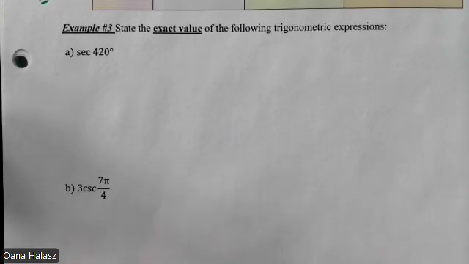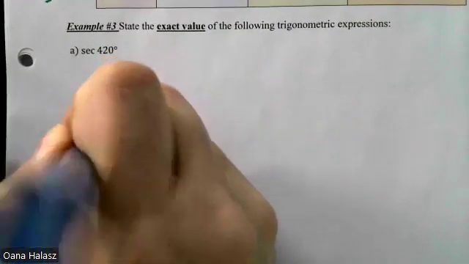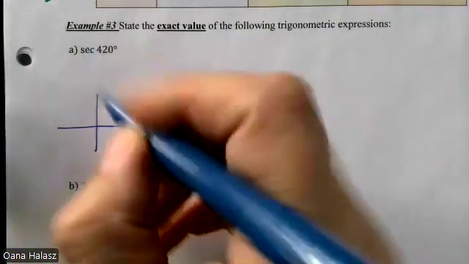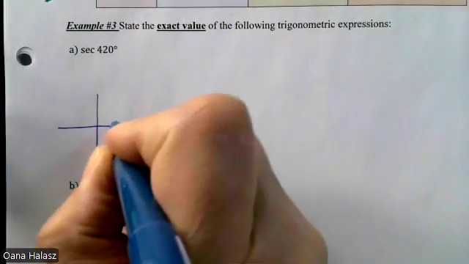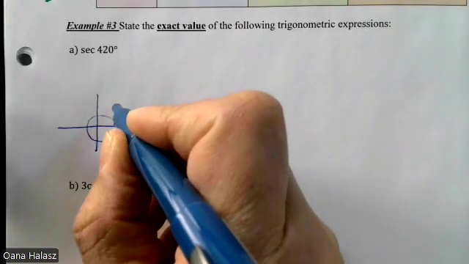Secant of 420. So what we want is we want to know in which quadrant 420 will lie. So for that one, you might need a little diagram, or you just might know it from the beginning. So one rotation will make it 360. And then how much more to get to 420? 60, right?